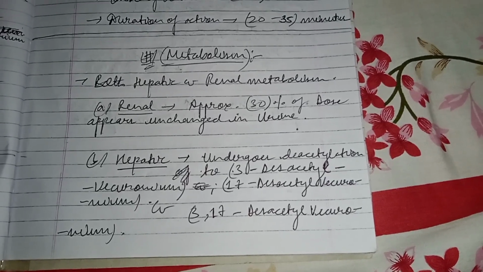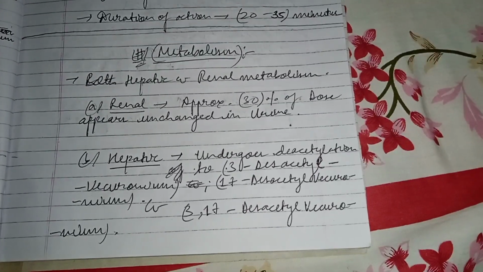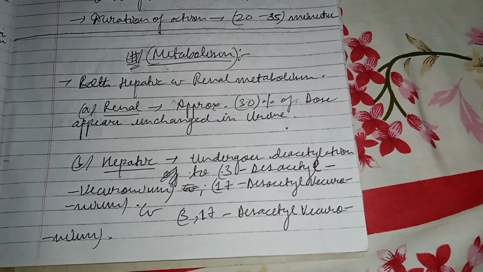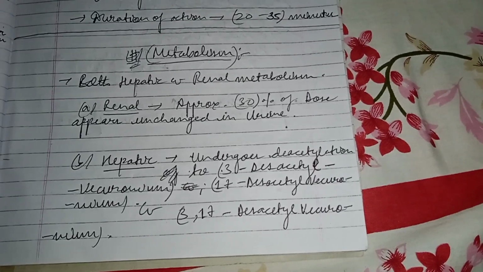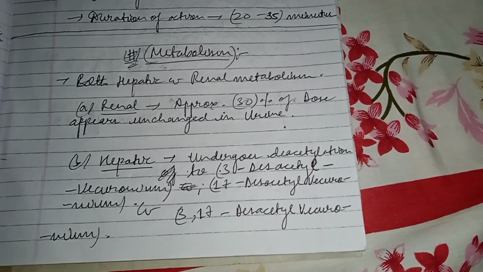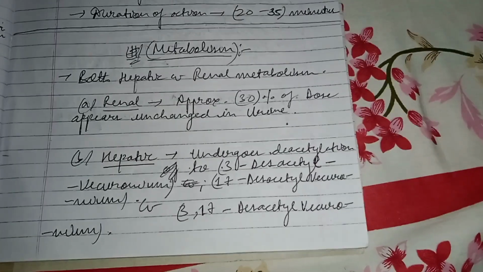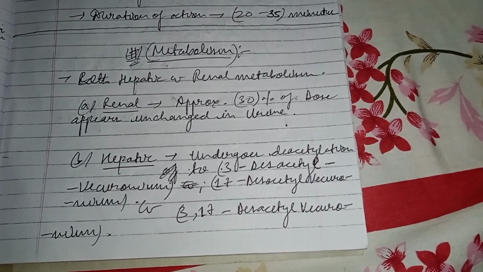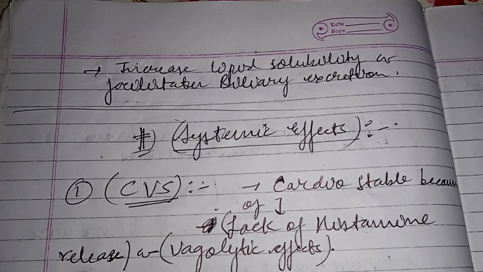Let's look at the metabolism once again. The drug VECURONIUM shows both hepatic as well as renal metabolism. In renal metabolism, approximately 30% of the dose appears unchanged in urine, whereas in hepatic metabolism, the drug undergoes deacetylation to form 3-desacetyl vecuronium, 17-desacetyl vecuronium as well as 3,17 desacetyl vecuronium. I hope it is clear. Please have a note of it. Let's look at the other points too. The hepatic metabolism increases lipid solubility and hence facilitates biliary excretion.